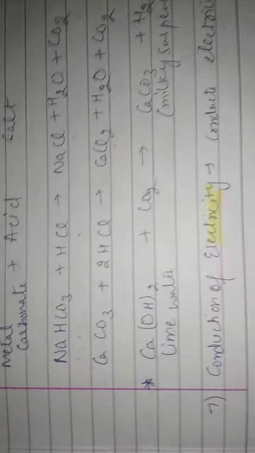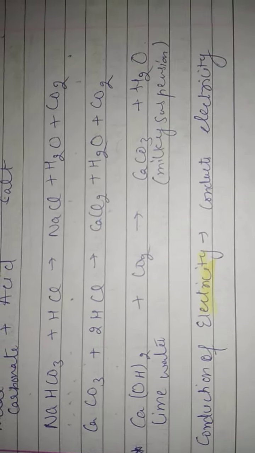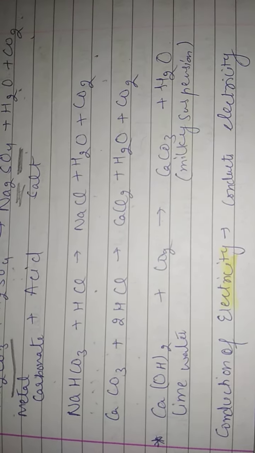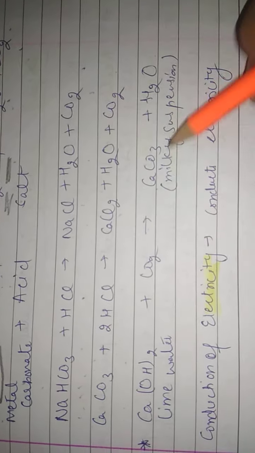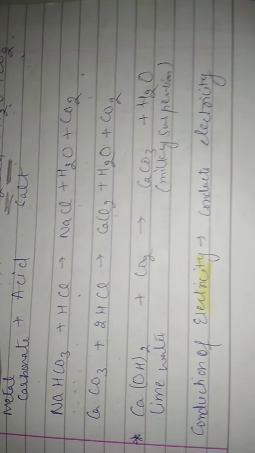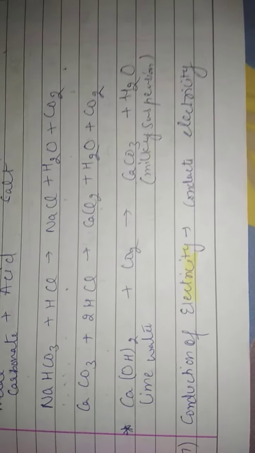And one more example is calcium hydroxide, that is known as lime water. When it reacts with carbon dioxide, it gives a milky solution of calcium carbonate and water is released. Conduction of electricity. Acids usually conduct electricity. They are good conductors of electricity.